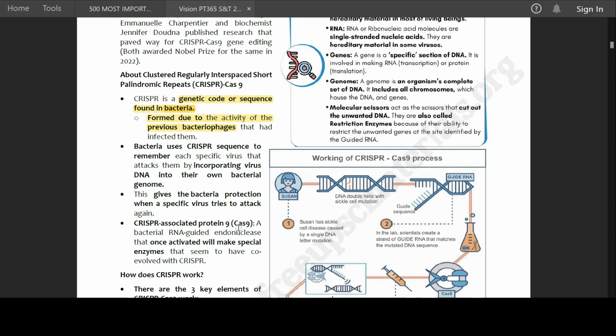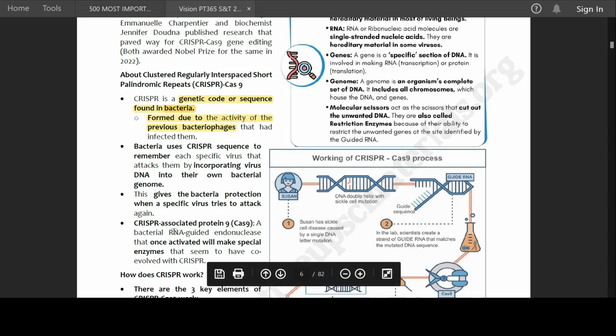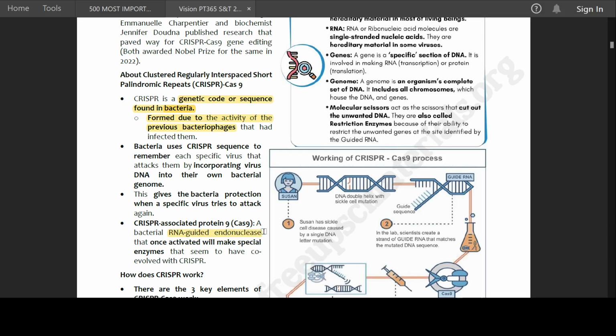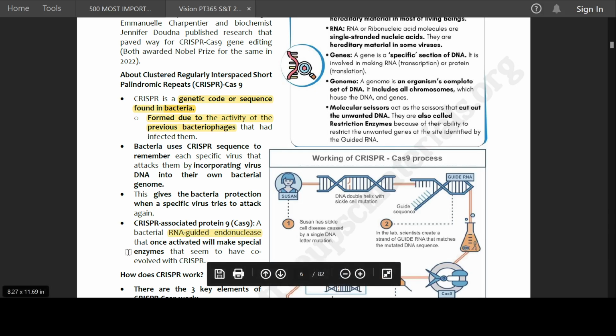CRISPR-associated protein 9, that is Cas9, a bacterial RNA-guided endonuclease. So Cas9 is an RNA-guided endonuclease in the bacteria that once activated will make special enzymes that seem to have evolved with the CRISPR. So that's about the CRISPR and Cas9.